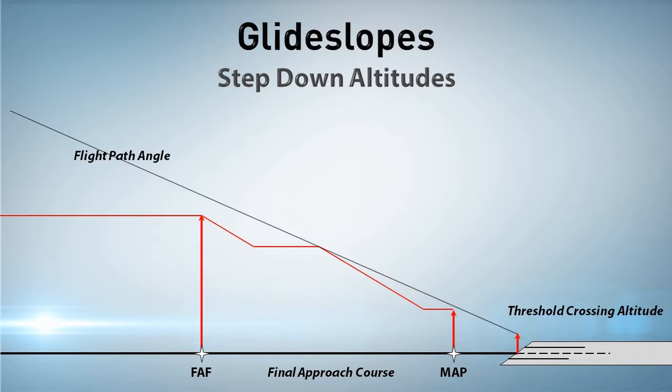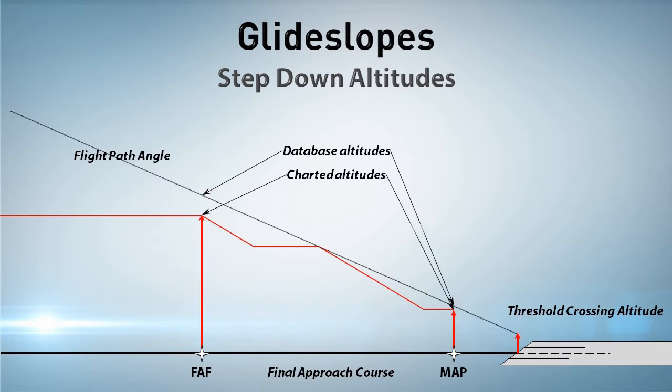It is easy to recognize this situation in your database because the charted and database altitudes will differ. If you were flying this procedure and you came in at the charted altitude, you would begin your descent after the final approach fix.